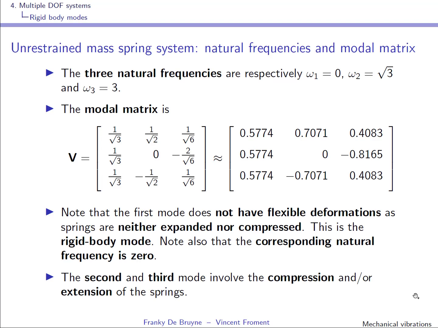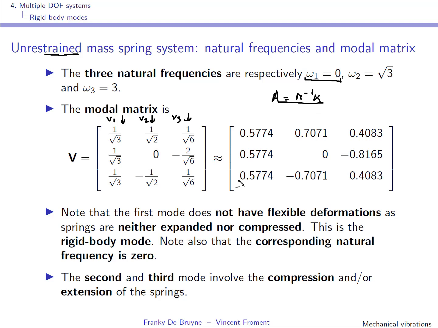So the result of the computation is that there are, as expected, 3 natural frequencies, but you see that the first one is indeed equal to 0. That's because this system is unrestrained, right? And you can have a look at the modal matrix. So here you see V1, V2 and V3. They are unit vectors, and you see that they are perpendicular to each other because this matrix A, equal to M inverse K, is indeed symmetric, right?